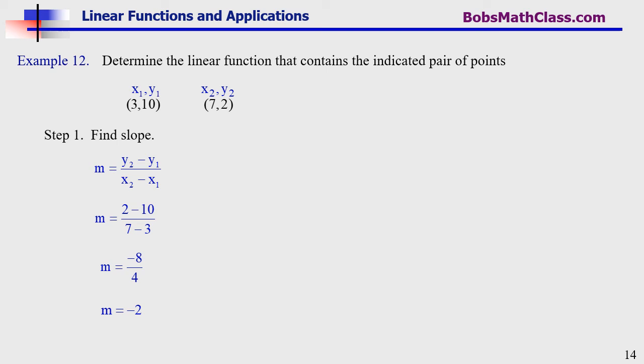Now you could use either point. We've got to find b. You could either use the 3, 10 or the 7, 2. It really doesn't matter. It's totally up to you. And we're going to use y equals mx plus b to find b. So I'm going to use 3, 10, but you could use 7, 2. It doesn't matter. Isn't that amazing? We'll get the same value for b.